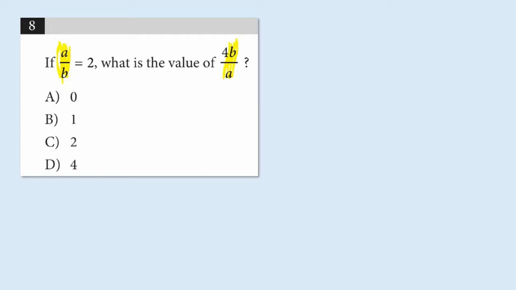So let's rewrite the equation as a over b is equal to, instead of 2, I'm going to write 2 over 1, it's 2 wholes. So we're now going to take the reciprocal of each side, right? I'm just going to flip each side. So then I end up with b over a is equal to 1/2.